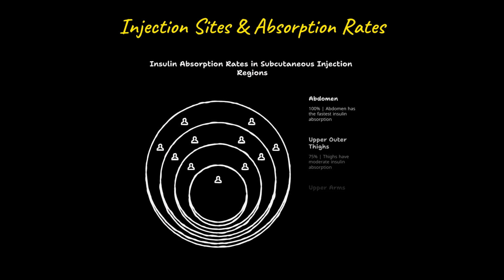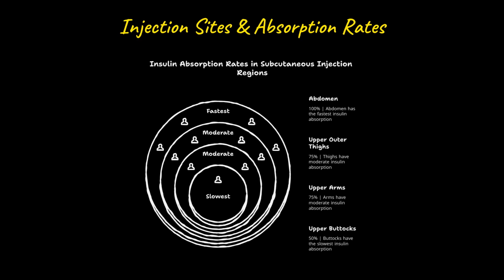Each body region absorbs insulin at its own characteristic rate. The abdomen is typically the fastest, while the thighs, upper arms, and upper buttocks are progressively slower. This is why rotating between unrelated areas on consecutive days can make the same dose act at very different speeds.